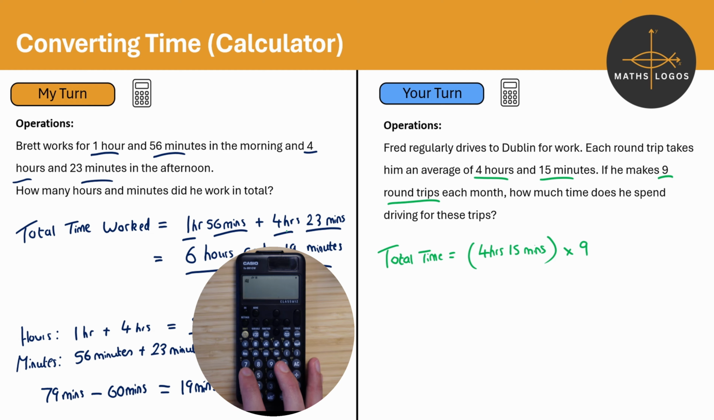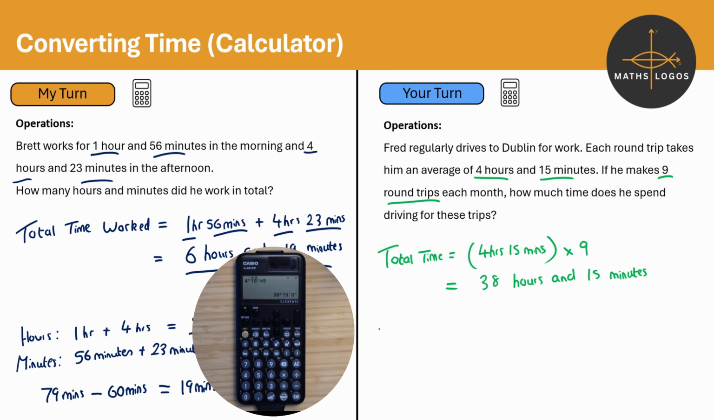So come across and type 4 hours into your calculator and then 15 minutes. And then what we want to do is multiply that by 9. The brackets are not necessary in this case. Hit execute and it tells us that the total time he spent driving was 38 hours and 15 minutes.